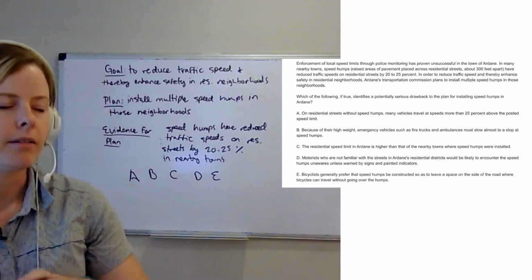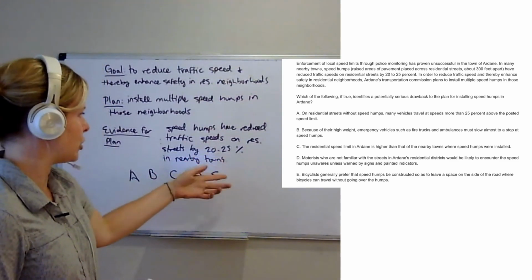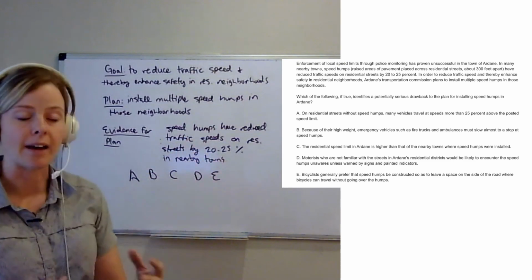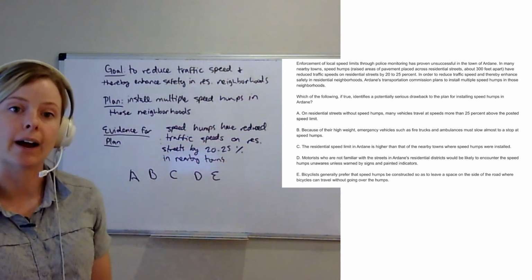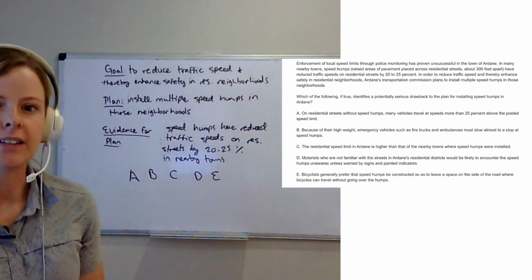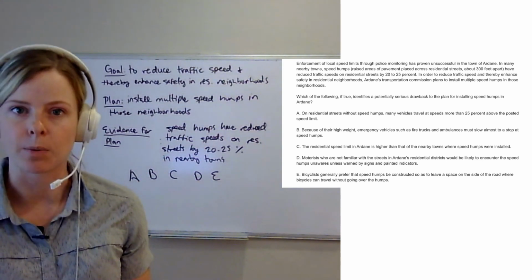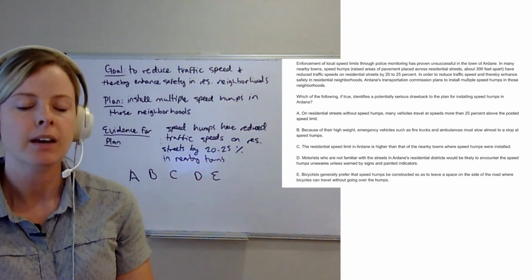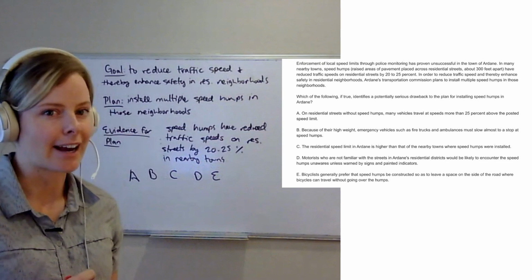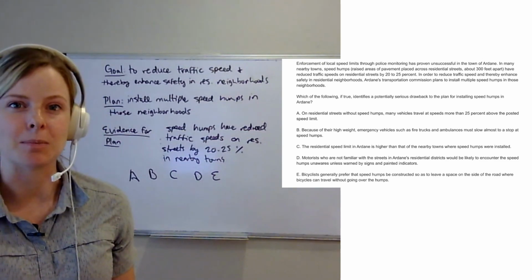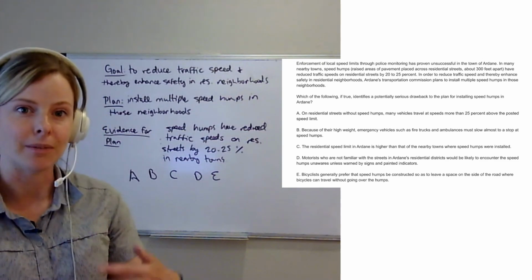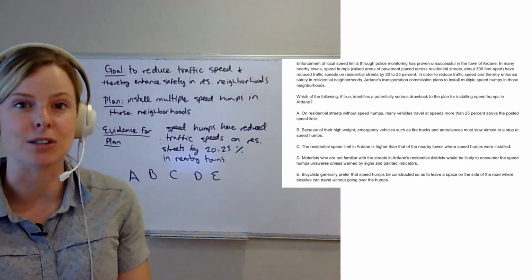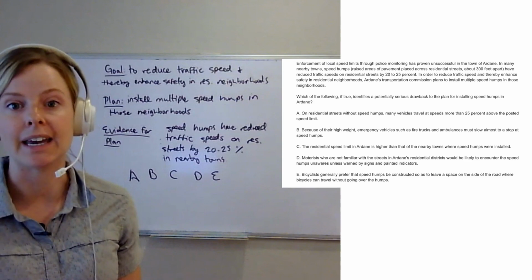So that kind of interacts with this evidence, right, which tells us that these speeds have been reduced by about 20 to 25% in nearby towns. So what A is telling us is that we might have a bit more of a serious problem in Ardane, right? We've got these speeds that are even higher than 25%. What that does is actually make it seem more likely that we need these speed humps, right? We need something. Enforcement of speed limits through police monitoring has been ineffective, so we need something to slow these people down. Speed humps seem like a great idea.